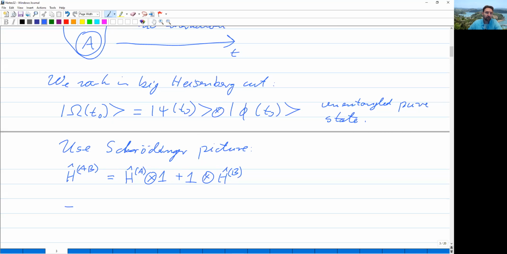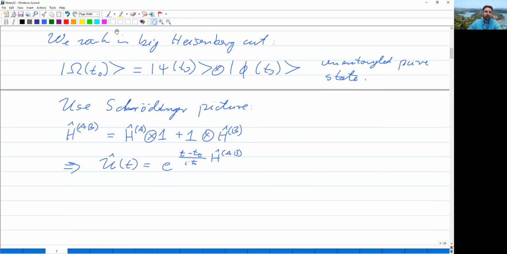Now, this means that we can immediately write down what the time evolution operator is, namely U hat of t is equal to e to the power of (t minus t naught) divided by i h bar, and then the Hamiltonian of the system AB. Right, this time evolution operator obeys the equation of motion for time evolutions.